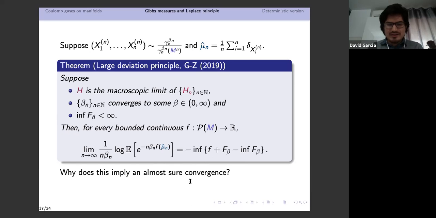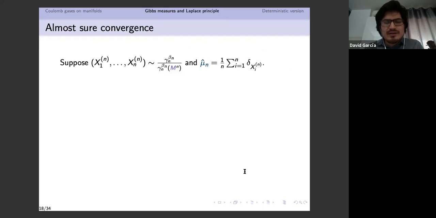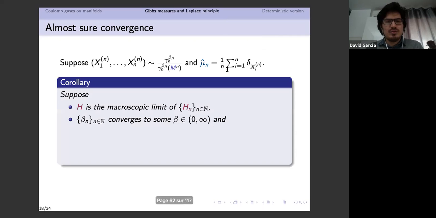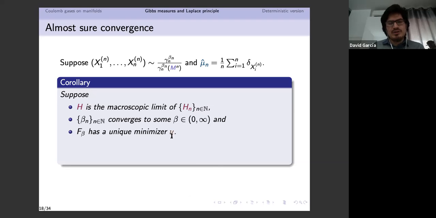So why does this tell us something about the almost sure convergence? First, what does almost sure convergence tell us? Well, again, under the same setting, we ask the same two properties, and we ask one more. We ask f beta to have a unique minimizer nu. Then the empirical measures go to nu almost surely. So this is what happens. This is a corollary of the large deviation principle in the previous slide.